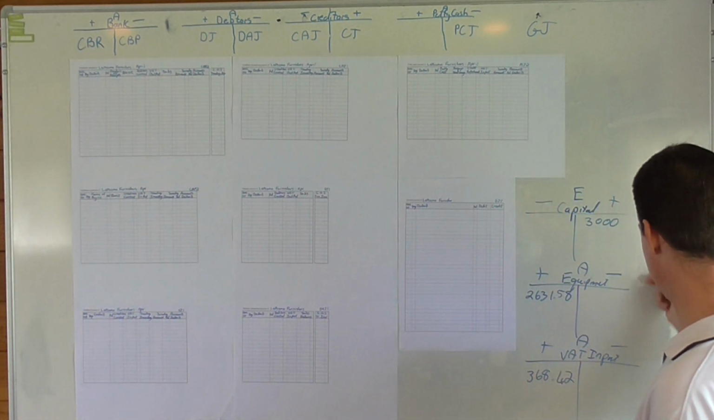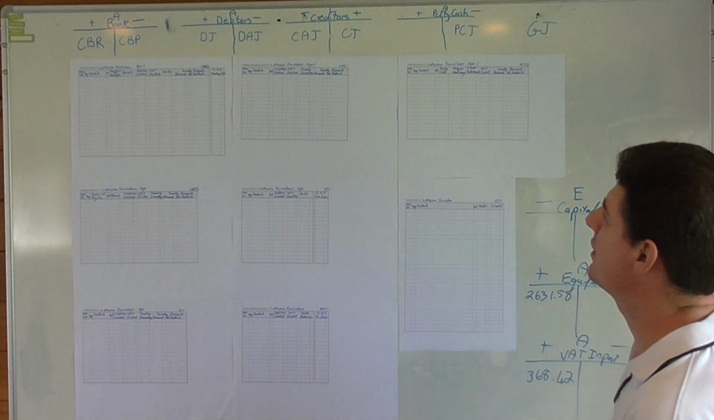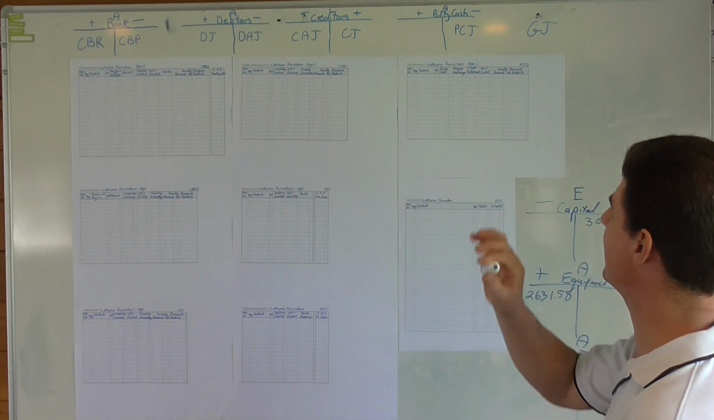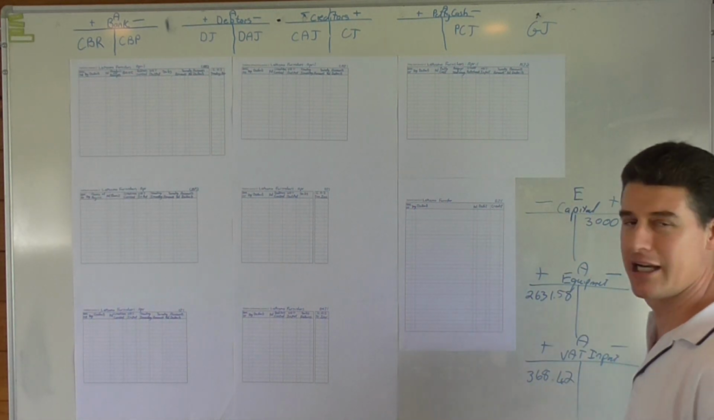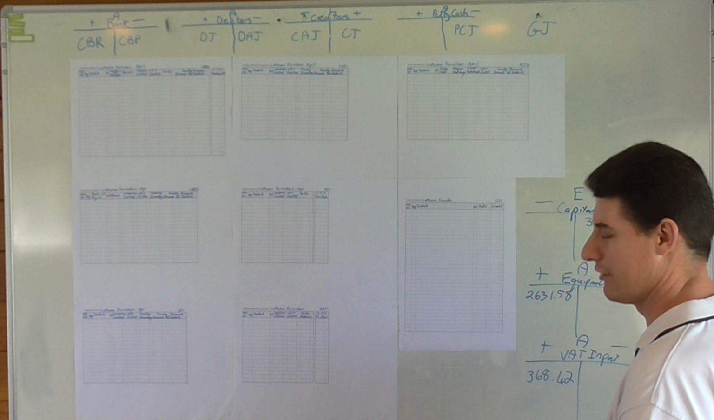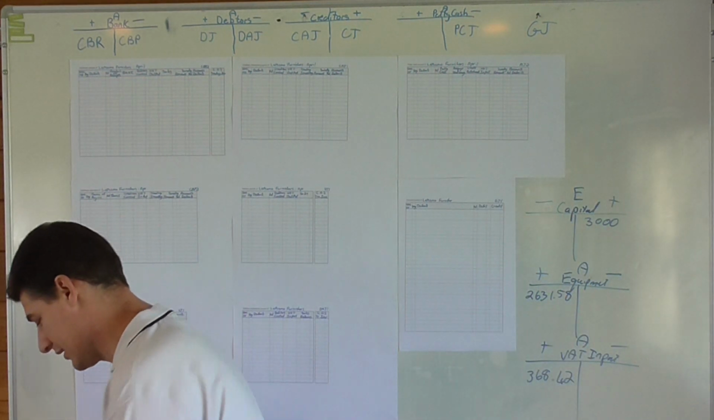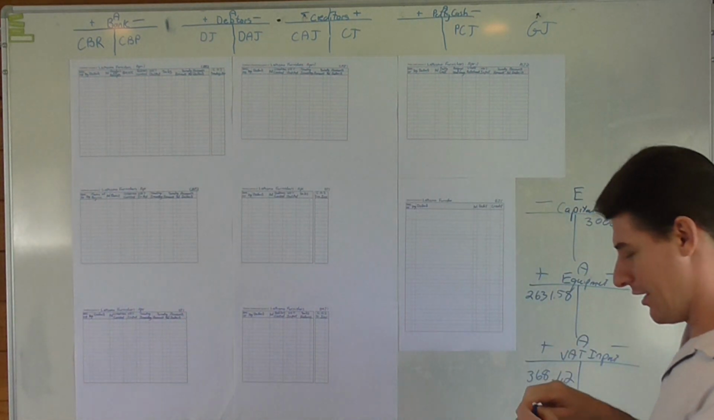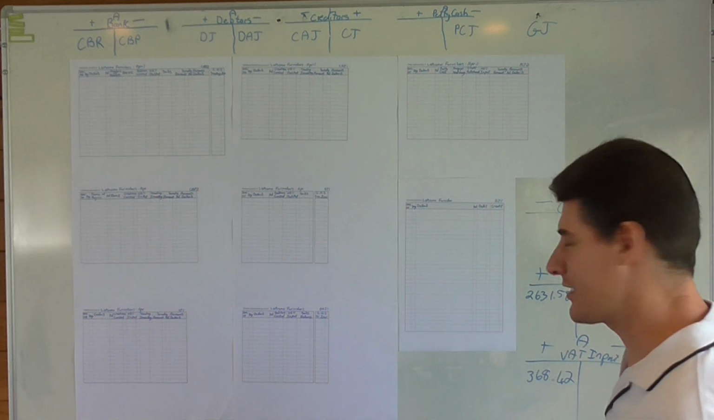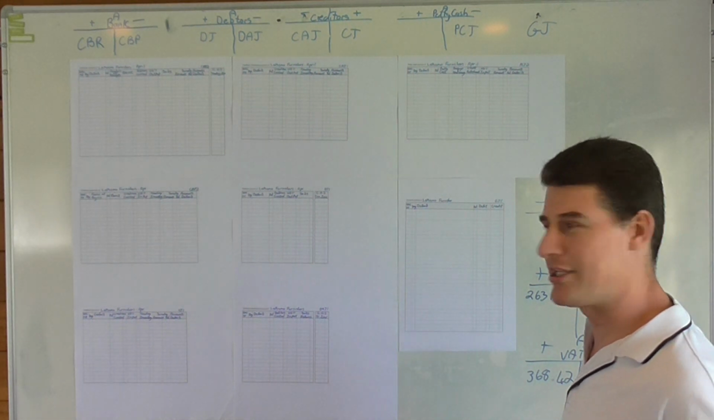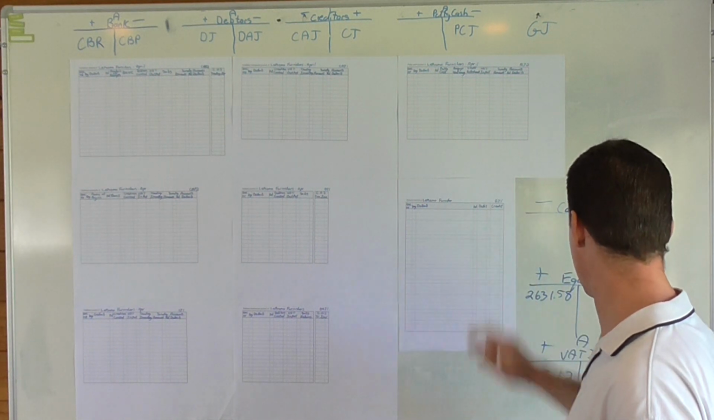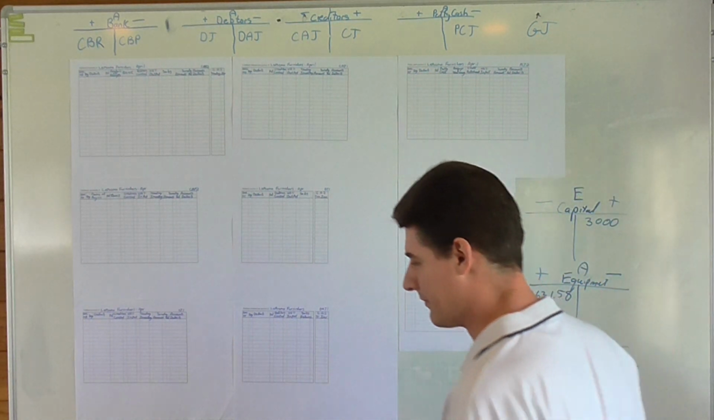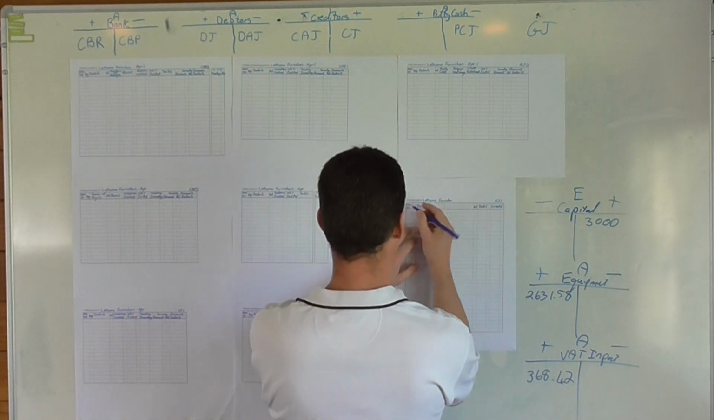Okay, so now we need to find out which journal this must go in. It's capital, equipment, and VAT input. So it doesn't touch the bank, it doesn't touch debtors or creditors or petty cash. So in other words, this will go into your general journal. Now, it's a very good practice when you do your general journal, you write your debits first and then your credits. So the document number then will be JV1.